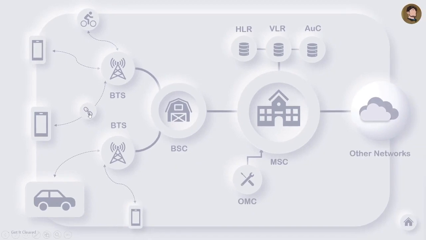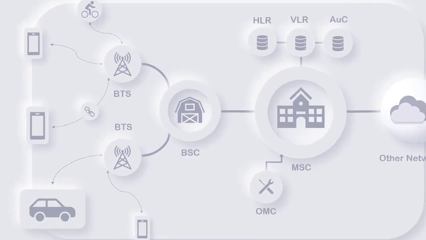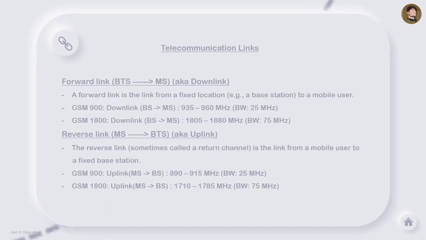Now let's talk about the wireless link between the mobile phone and your mobile tower, that is MS and BTS. As we already discussed, a forward link, that is a downlink, is a link from a fixed location, for example a base station, to a mobile user, because the base stations are always fixed, they are not moving from one point to another, whereas we users are moving. That's why the reverse link, sometimes called a return channel, is the link from a mobile user to a fixed base station. Mobile doesn't mean your mobile phone, mobile means a user who is on the go, that is, who is moving. And these are various uplink and downlink frequencies for GSM.